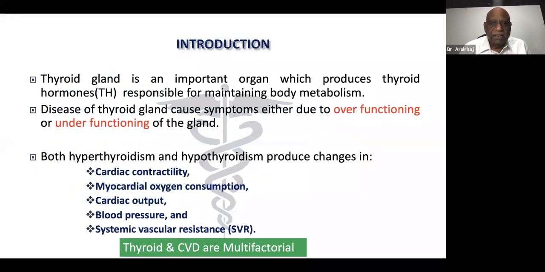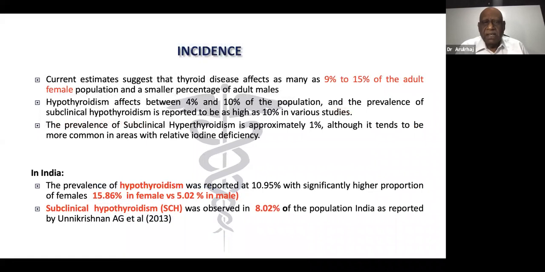All of us know thyroid is an endocrine gland, which is situated in the neck, and it is controlled by the hypothalamus, and it can be an over-functioning gland or under-functioning gland. Based on that, the clinical features will vary. Both hyperthyroidism and hypothyroidism can produce changes in myocardial contractions, myocardial oxygen consumption, cardiac output, blood pressure, and systemic vascular resistance.